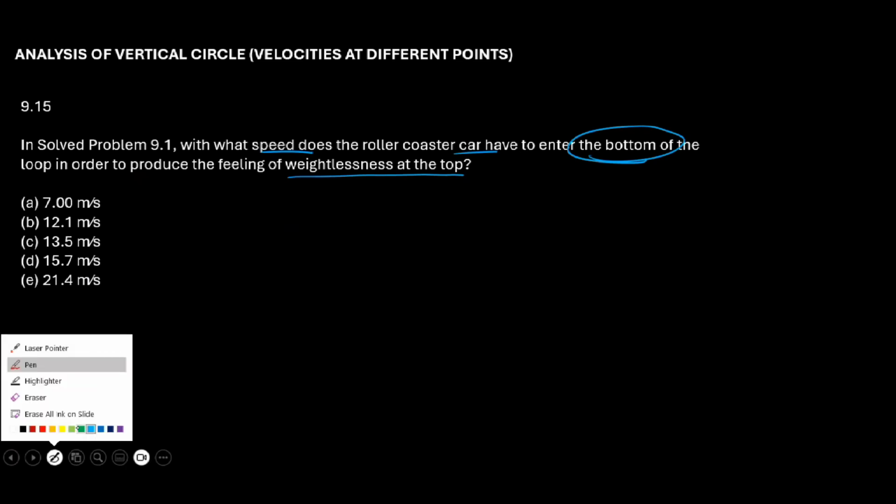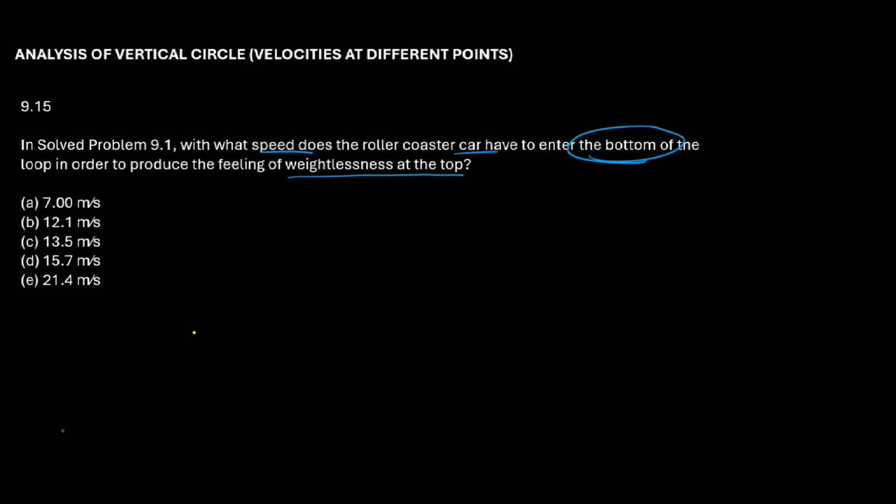And we already discussed in the previous part that the velocity at the bottom for the vertical circle is equal to square root 5gr. And while deriving this value of velocity, we already considered that at the top you feel weightless. So I can just substitute the values of g and r. In solved problem 9.1, the radius r was 5 meters. I will use that to solve this question.